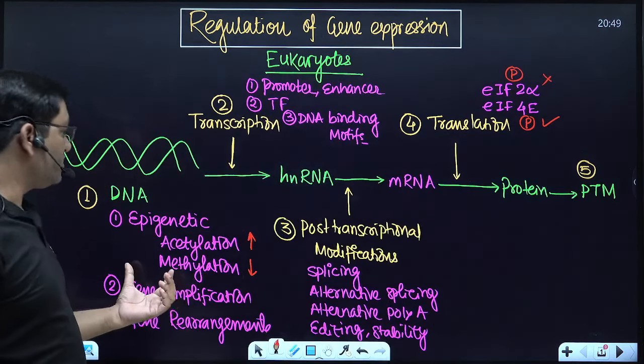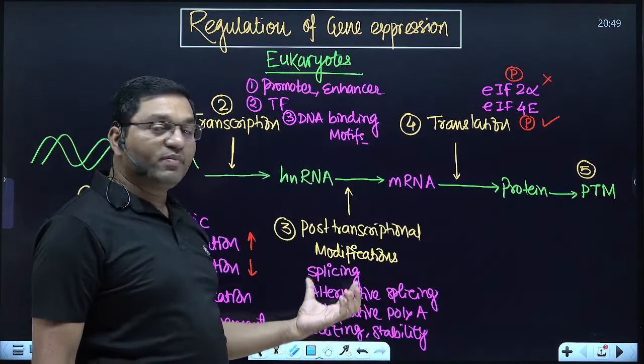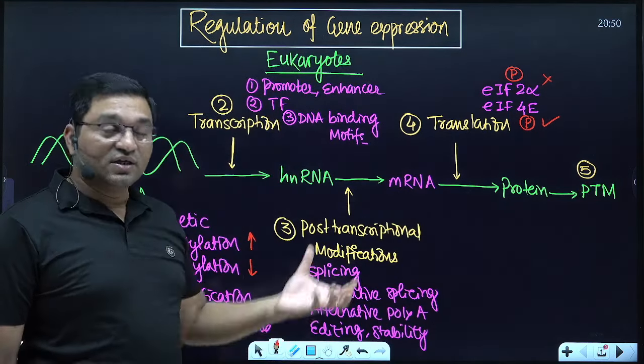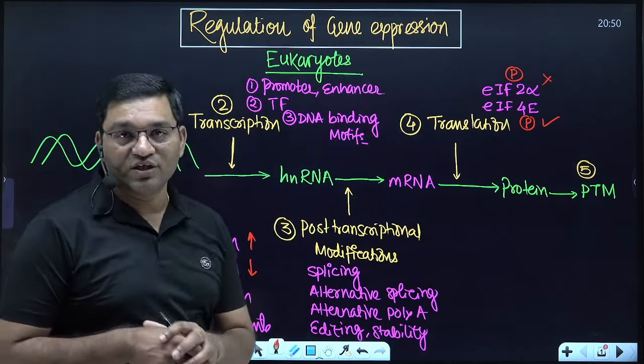The epigenetic mechanism and the post-transcriptional modifications, these are the important mechanisms, also at the transcription level. These are the major mechanisms of regulation of gene expression.